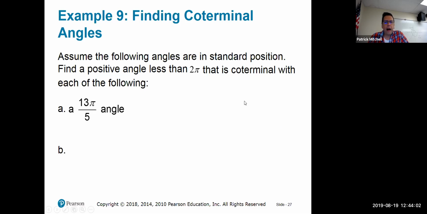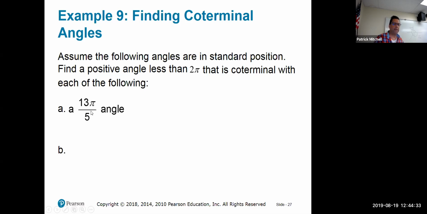We want to find a positive angle less than 2 pi that is coterminal with a 13 pi over 5 angle. Let's talk for a second about why the answer 13 pi over 5 doesn't work. If you think about 2 pi and you get a common denominator, 2 pi is the same thing as 10 pi over 5, isn't it? And that means 13 pi over 5 is bigger than 2 pi. So that does not work.